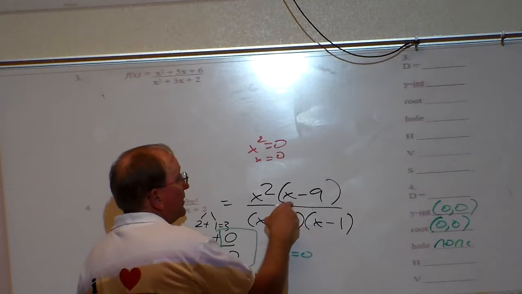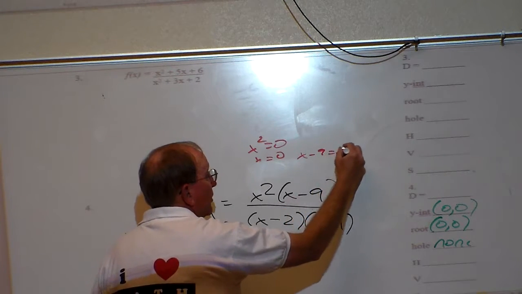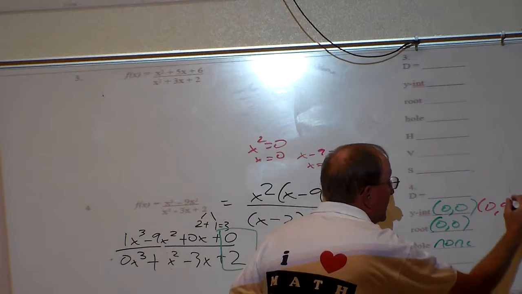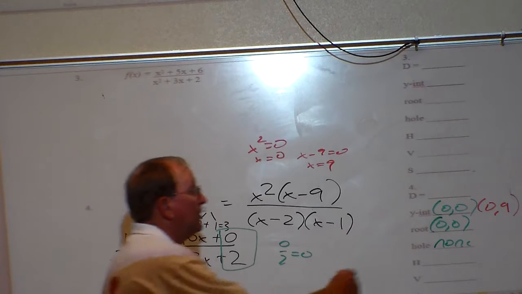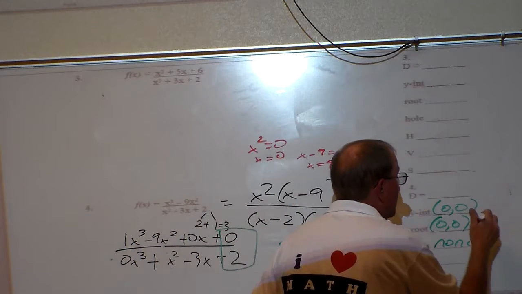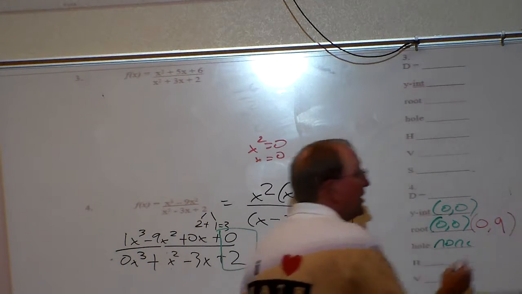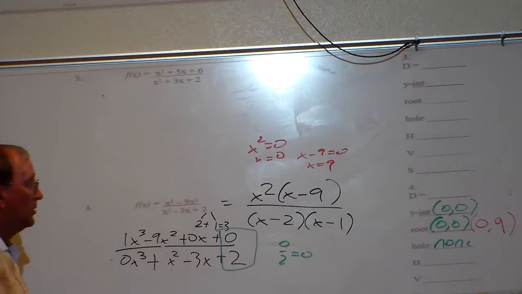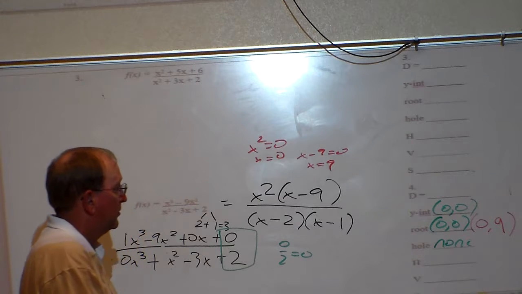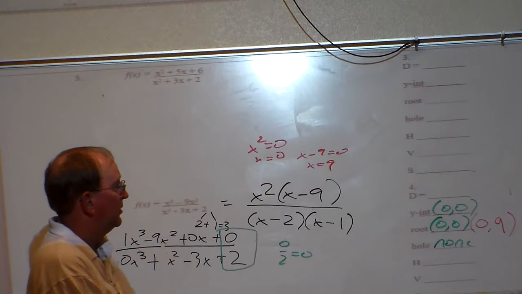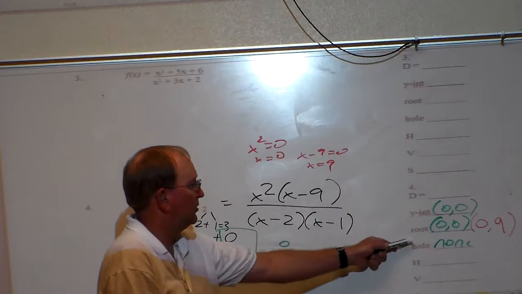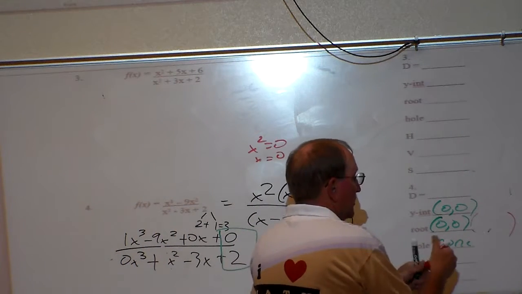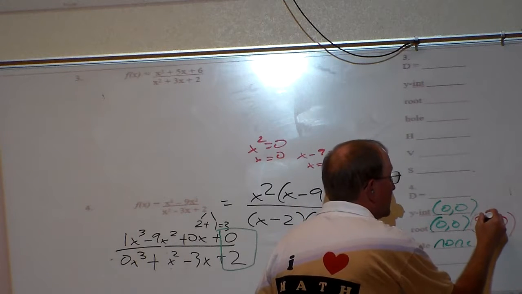And the other one will be what? X minus 9 equals 0, so what's x equal? So you have 0, 0, and 9, 0. I put the 9 in the wrong place. That's not the y-intercept, that's the what? Root. See how easy it is to kind of mess that up? Shouldn't the 9 be in the x place? Oh, you're right. You're right. Yes, it's correct.